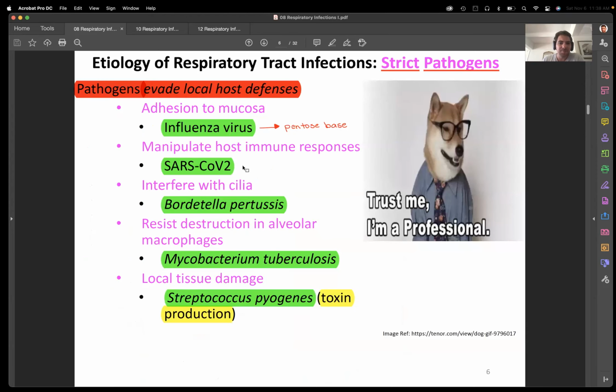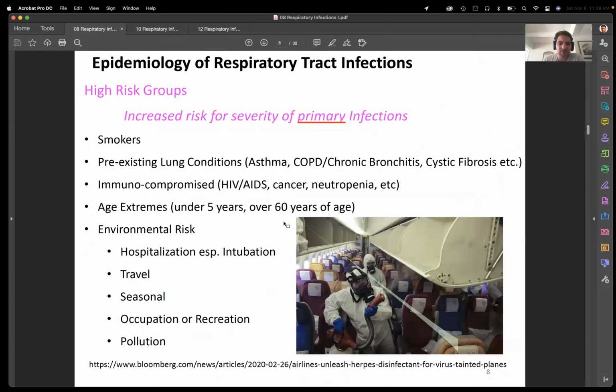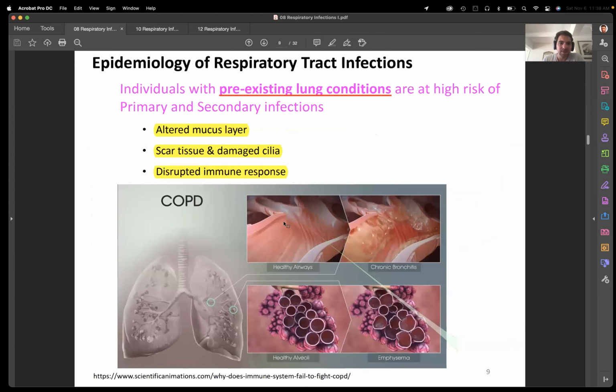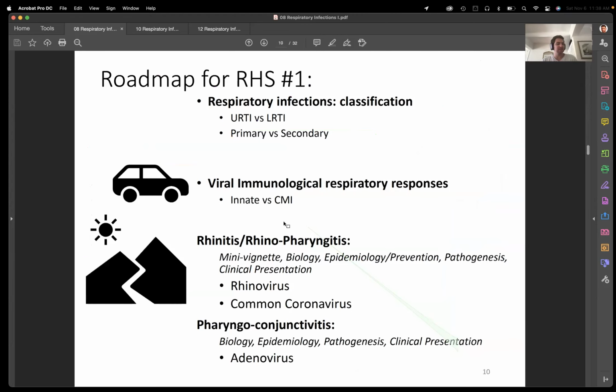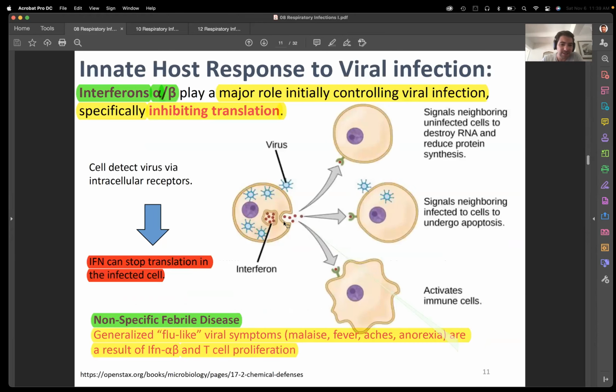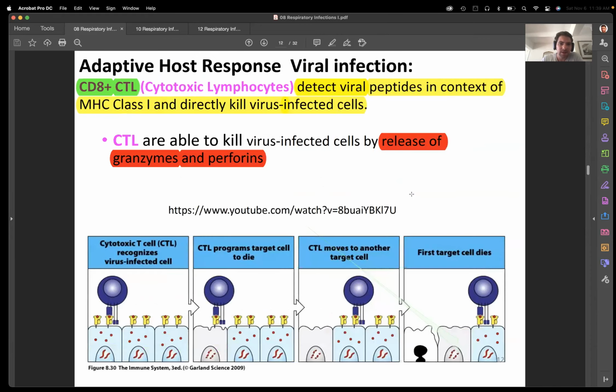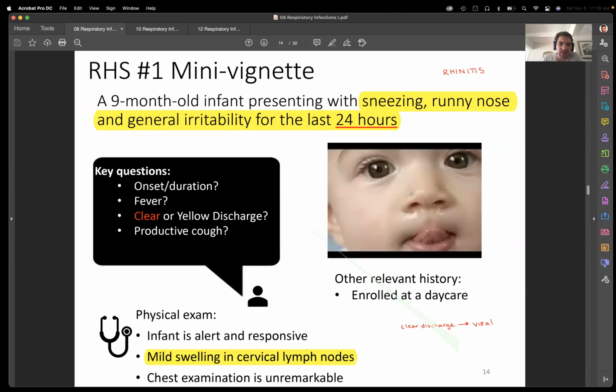So I think this was just intro. Of course, obviously, if you have pre-existing lung conditions or some sort of immunosuppression, which is a big testable topic, you're predisposed to different sorts of bugs, right? Let's see, I want to get to the actual, okay, what's going on? Clear discharge, typically clear means viral, right? So this kid's got rhinitis.